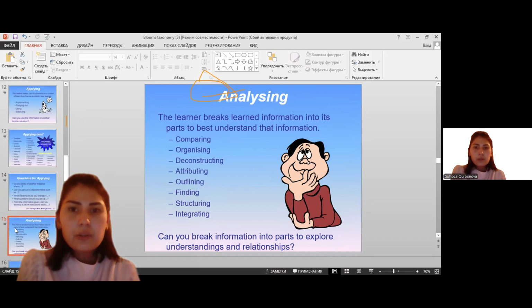Analyzing: the learner breaks learned information into its parts to best understand that information.